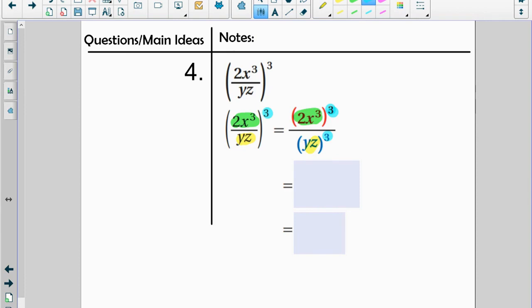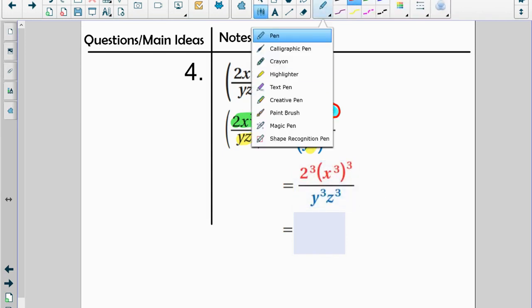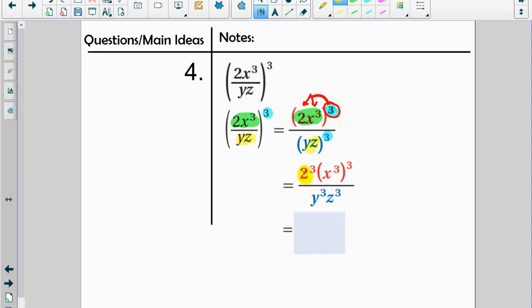Next, we actually have to apply a rule from yesterday. One of our rules yesterday said that if I have 2 factors being raised to the same power, same exponent, we want to distribute the power or the exponent to both parts. So I'm going to split the 2 and the x cubed up and make sure that they each get raised to the 3rd power. So I have the 2 raised to the 3rd power, and my x cubed raised to the 3rd power.